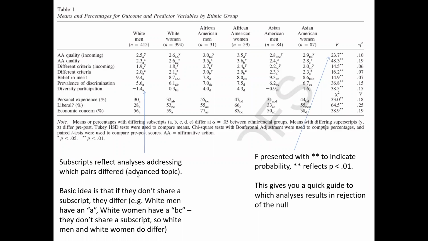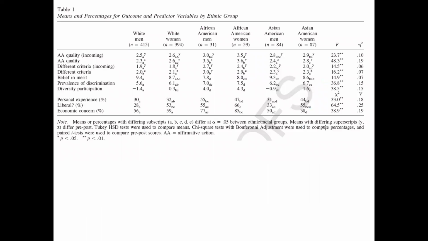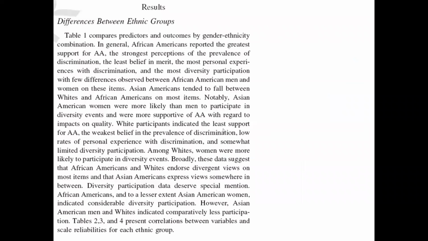Subscripts reflect analyses addressing which pairs differed. If they don't share a subscript, they differ. You don't have to worry about that right now. This is the citation for that. And a couple more things: eta squared, I told you. Chi-square, we're going to cover that in 2 weeks. It focuses on categorical variables, and we'll talk about that shortly.